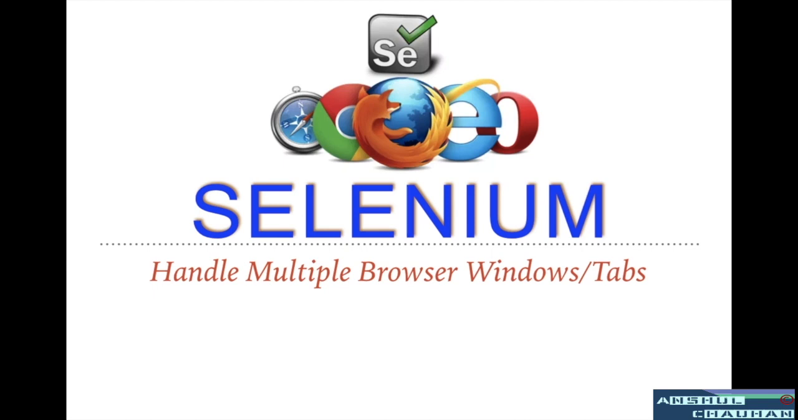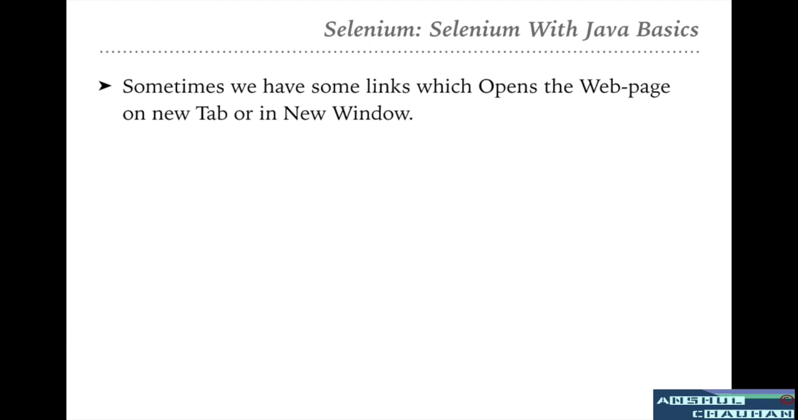Today we are going to discuss another important topic in Selenium, which is how we can handle multiple browser windows or multiple tabs. Many times we have seen that when you click on a link, it opens a new web page in a new browser window or in a new browser tab. So how can we automate these kinds of applications where we are switching between windows or tabs? In this lecture, we will see how we can handle multiple tabs and multiple windows.